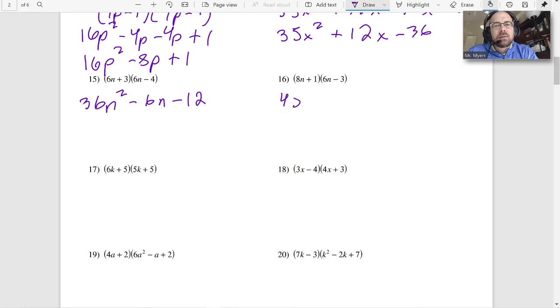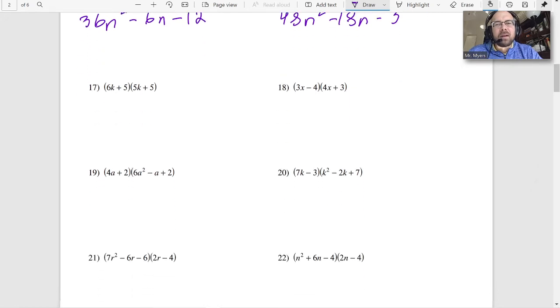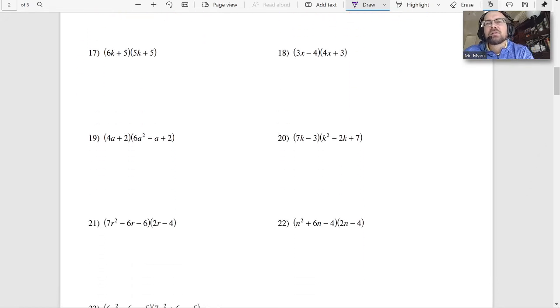All right, so then for 16, do the same thing. That's 48n squared. 8n times negative 3 is negative 24n. Negative 24n, okay, so hold that. And then 6n times 1, or 1 times 6n, that's 6n. So negative 24n, positive 6n, that's negative 18n, minus 3. All right, see how I'm doing that? I'm kind of doing it in my head. All right, so again, don't try this until you're really ready. But this is a faster way to do it.